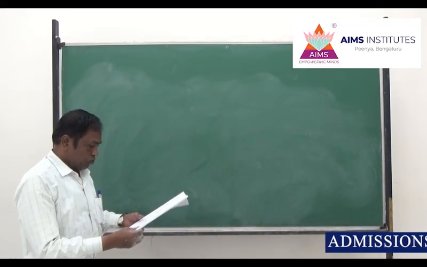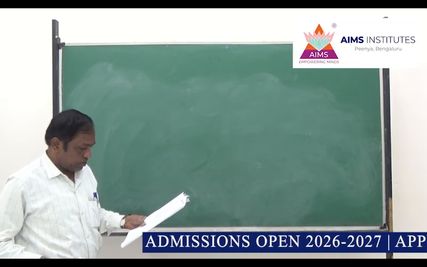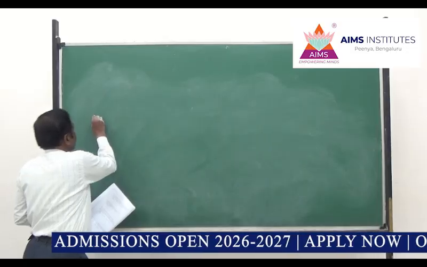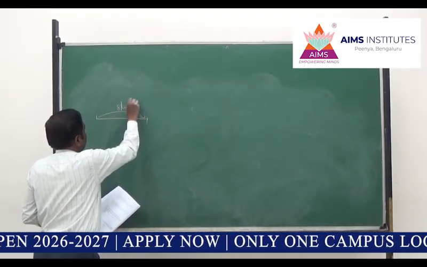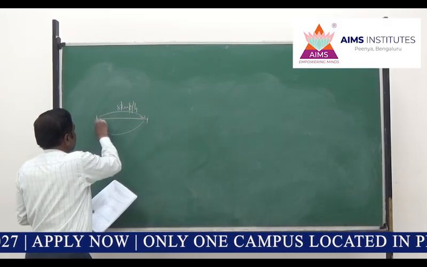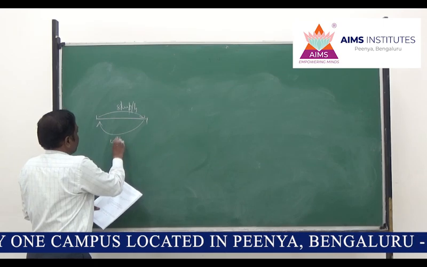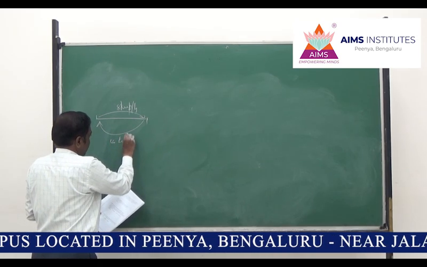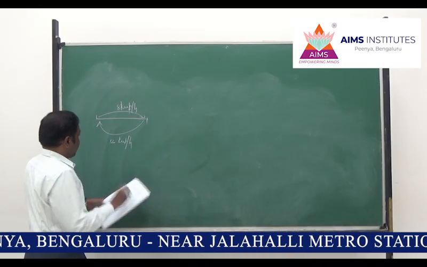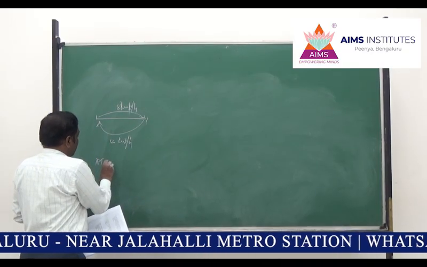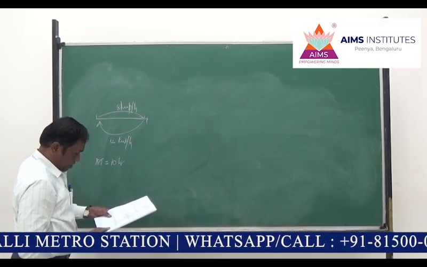12:2. A man goes to his office at the speed of 8 kilometers per hour and returns at the speed of 12 kilometers per hour. Now you can see he goes to the office at 8 kilometers per hour, returns home at 12 kilometers per hour. If he takes total 10 hours time, total time 10 hours. It means going and coming both put together, total time.